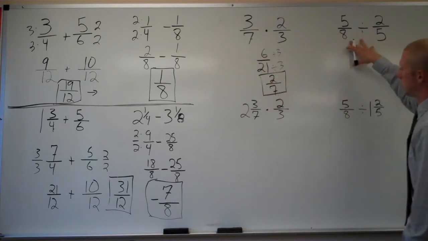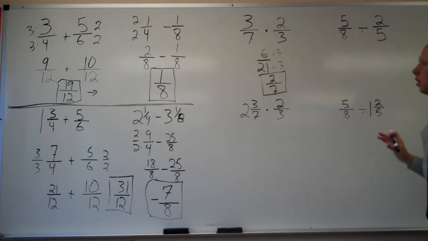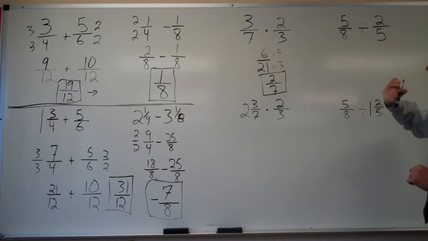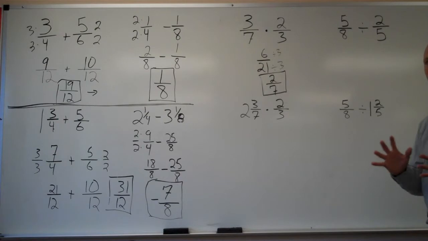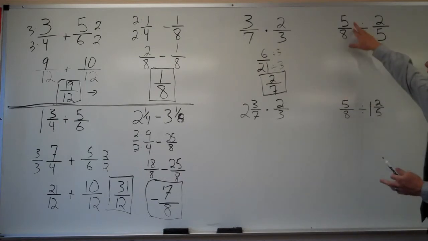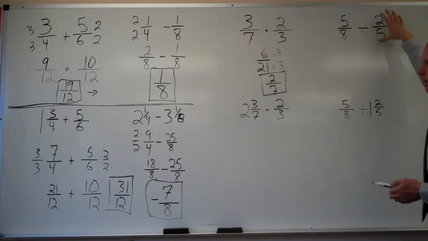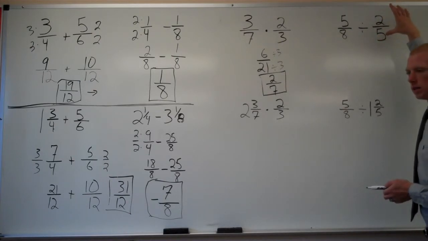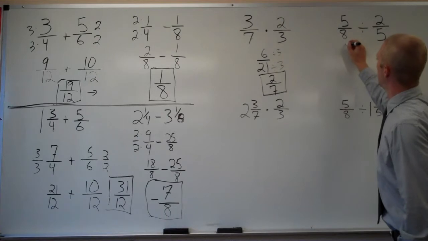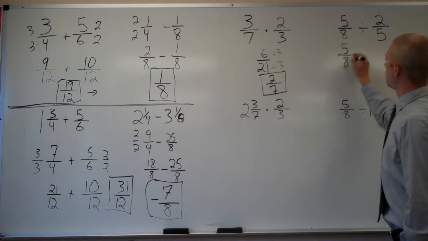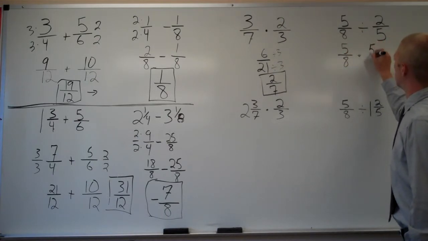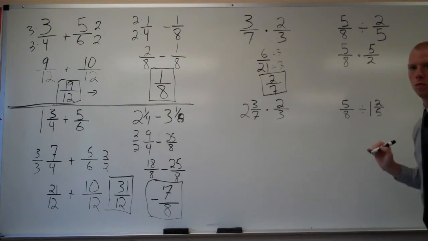Now in my Algebra 2 class, when you look at a division problem, you will never actually do a division problem. You'll do a multiplication problem, but you will multiply by the reciprocal. This is what you're going to multiply by. So "by" always means that you're going to use the second one as the reciprocal. This becomes 5 over 8 times 5 over 2.